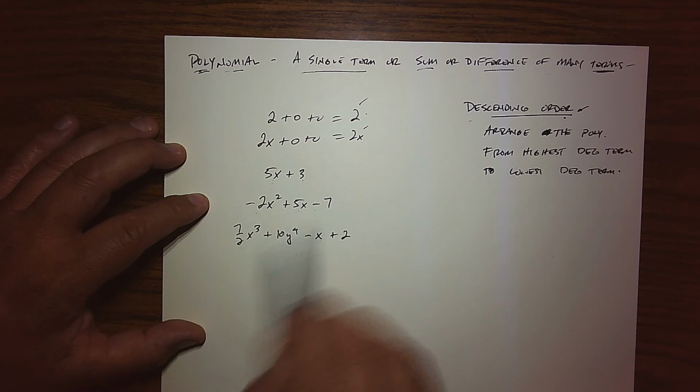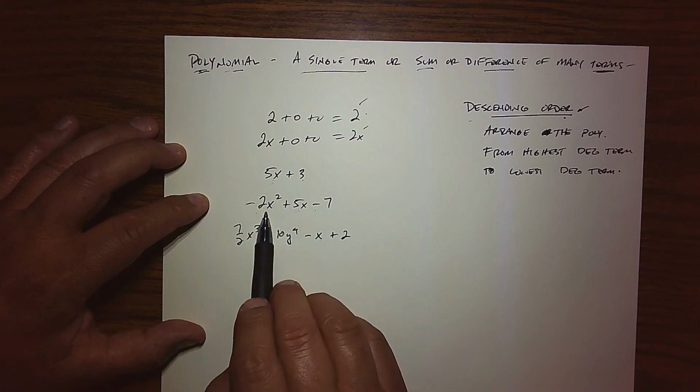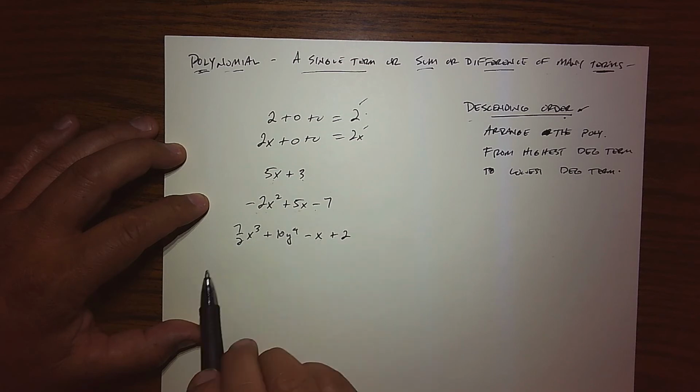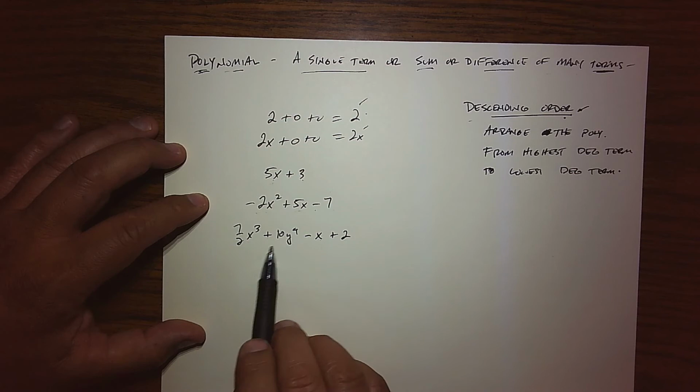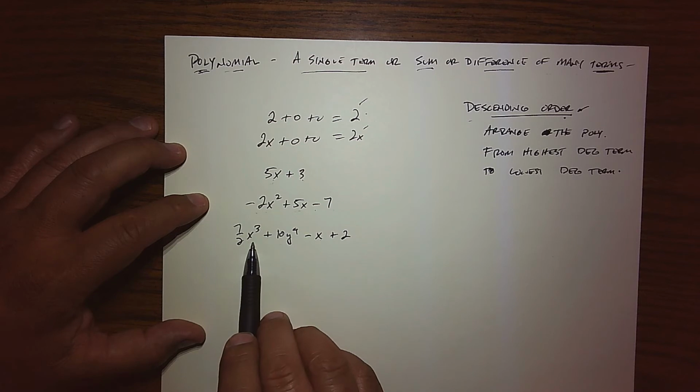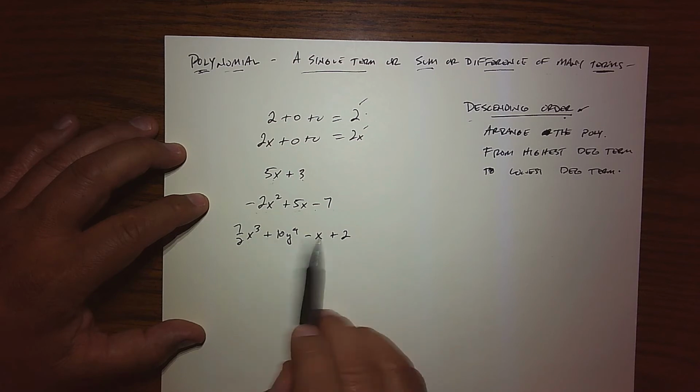Same with this 3-term polynomial. It starts with degree 2, and then a degree 1, and then a degree 0. So this is in descending order. And then this 4-termer is a little off, because this term right there is a 4th degree term, and then we have a 3rd degree term. So this is not in descending order.